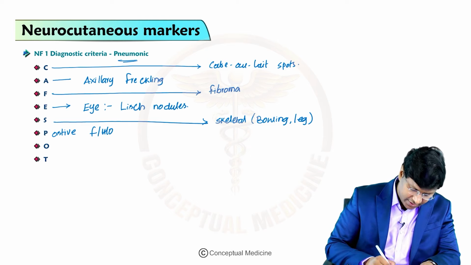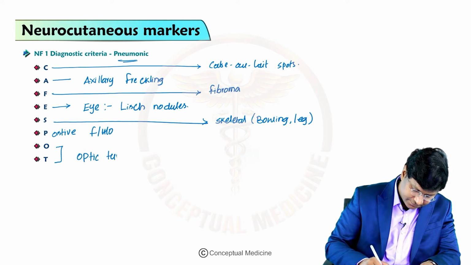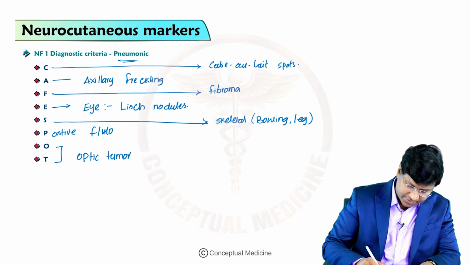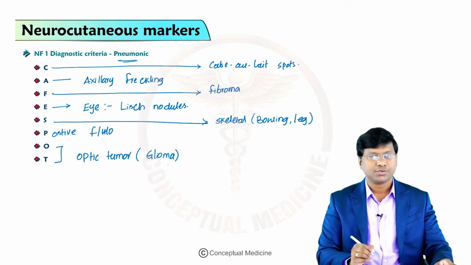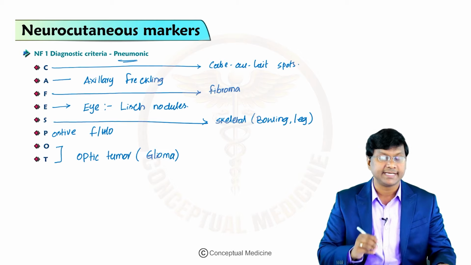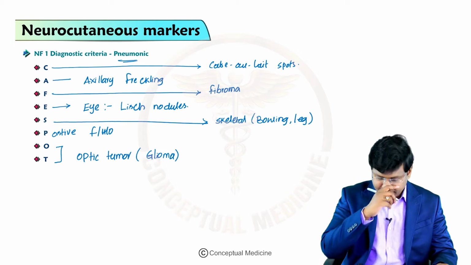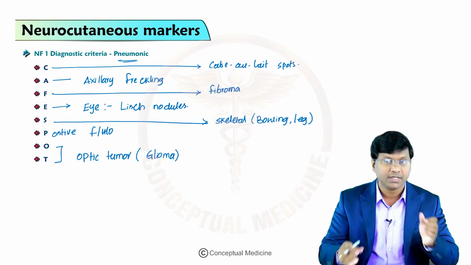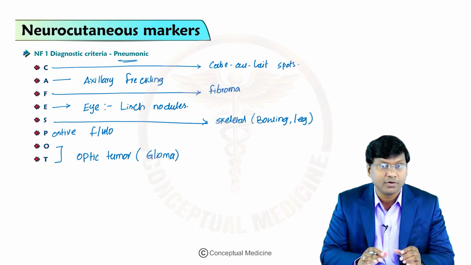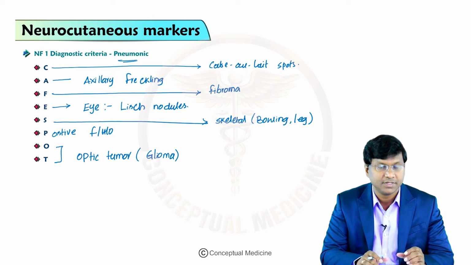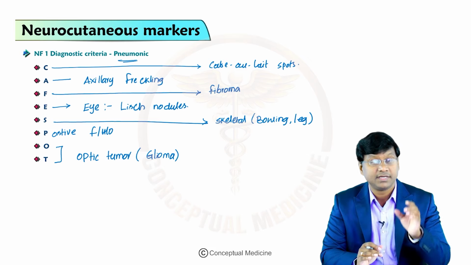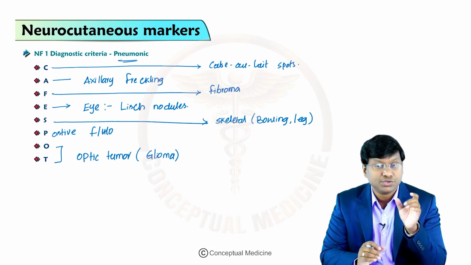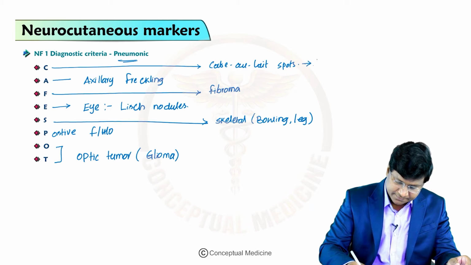And the word OT will be the optic tumor. And this particular optic tumor will be glioma. So this will be the neurofibromatosis type 1 diagnostic criteria. The mnemonic for neurofibromatosis type 1 is the CAFE SPOTS. Now, how many café-au-lait spots should be there? The number of café-au-lait spots should be a minimum of 6.